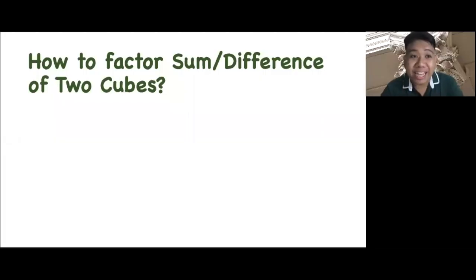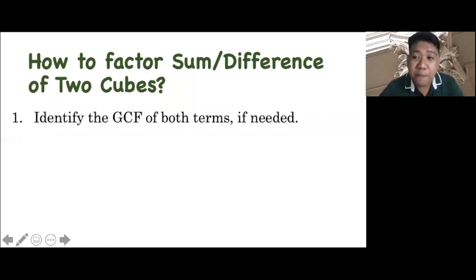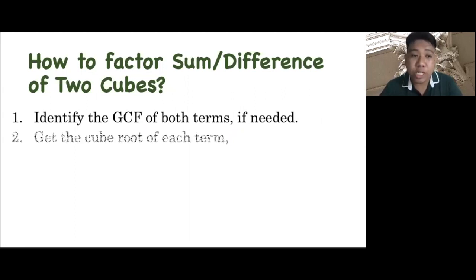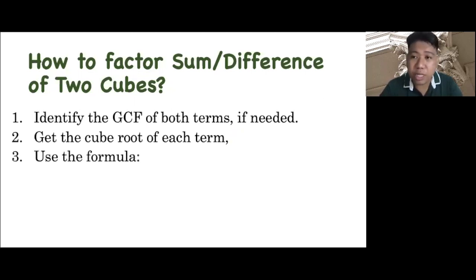So alamin po natin how to factor sum or difference of two cubes. The first step is to identify the GCF of both terms if needed. Tulad ng ginawa natin sa previous video natin na difference of two squares, lagi nating first step ay finding the GCF kung kailangan. So kapag hindi naman po kailangan, mag-proceed na tayo sa susunod na step, which is to get the cube root of each term. And after that, we will use the formula.